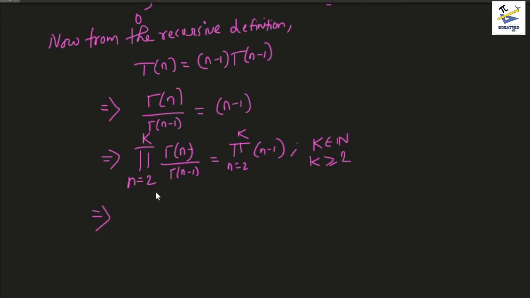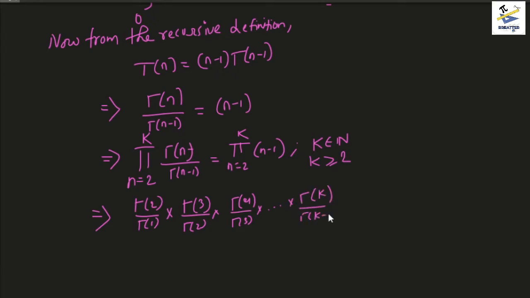What would you get on the left hand side? So starting from 2, let us do this. Gamma 2 by gamma 1 would be the first term. The next term would be gamma 3 by gamma 2. The next term would be gamma 4 by gamma 3, like that, and the last term would be gamma k by gamma k minus 1. Observe this carefully, what I have done here. Take a moment to realize how this product actually cuts itself off.